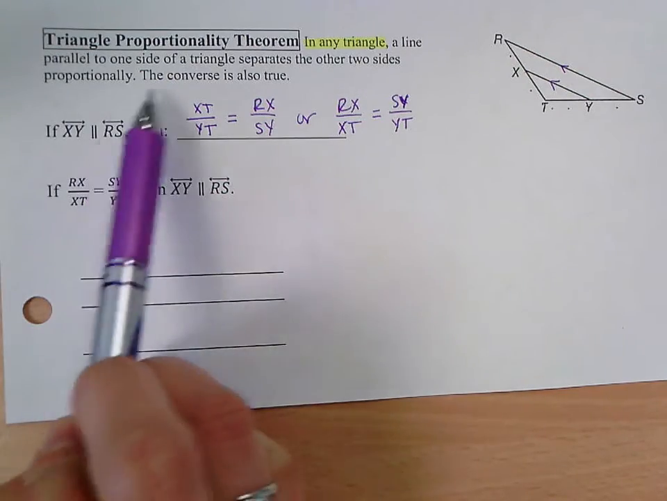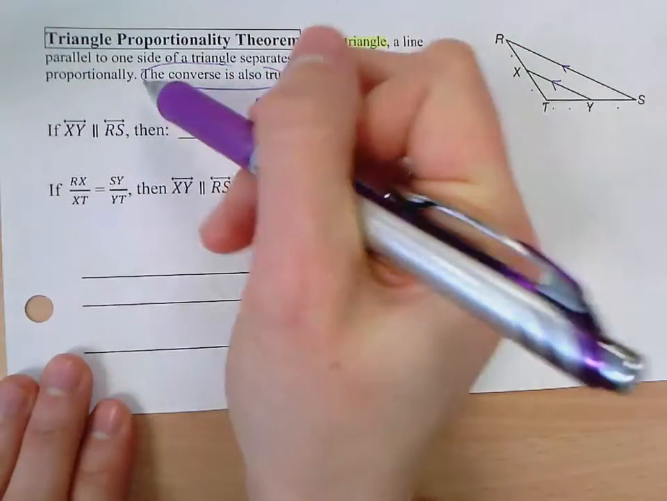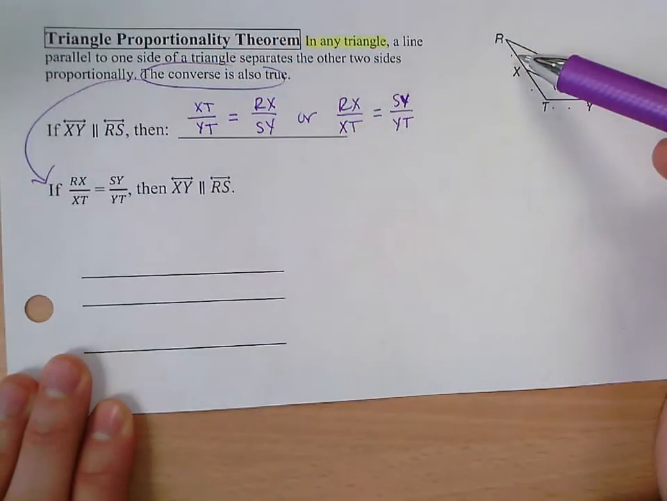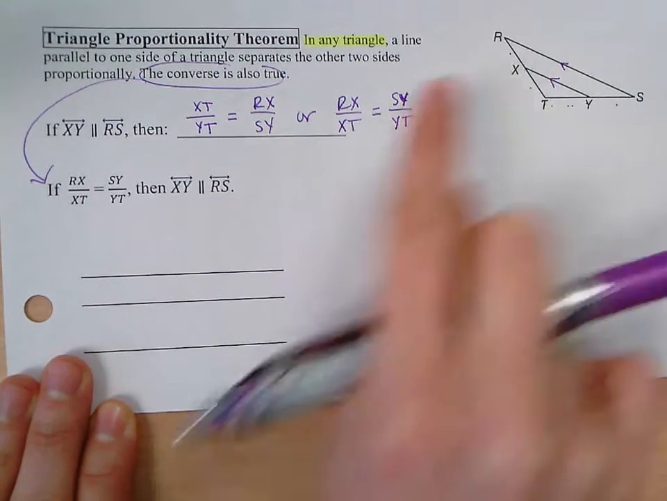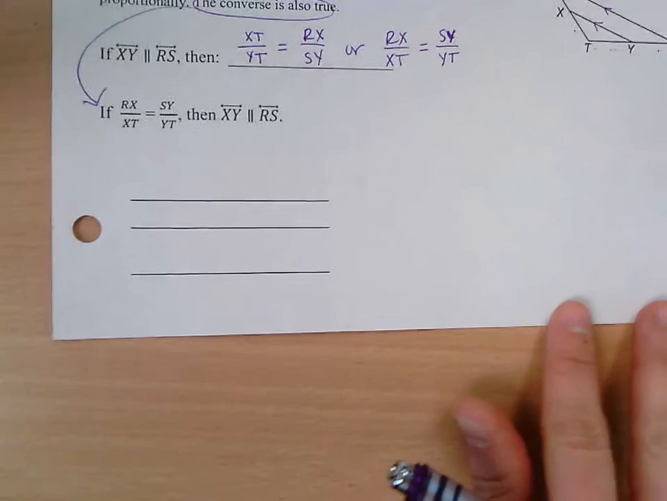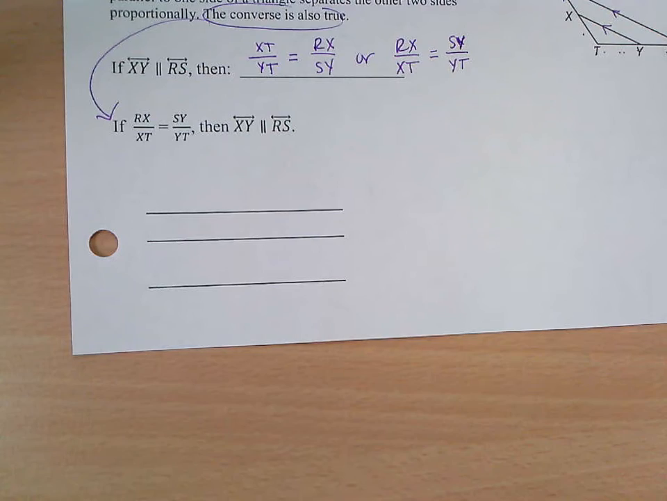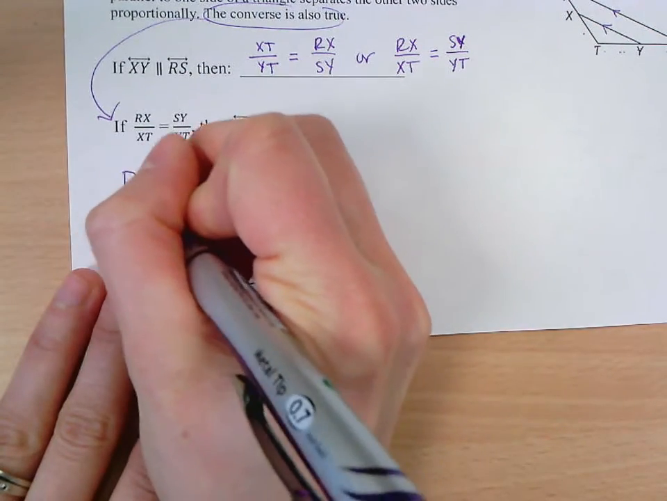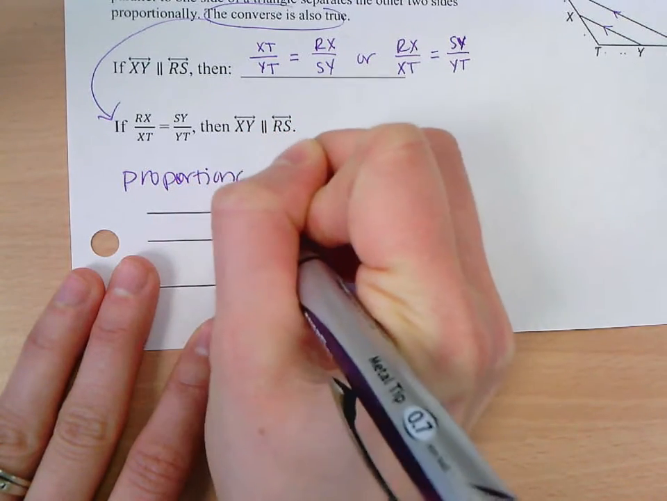Then when it says the converse is also true, the converse is if you reverse that statement. So if I know that these two sides are split proportionally, then I can make the conclusion that xy and rs would be parallel. So it's just kind of flipping what you know and what you're concluding. And then what these three lines down here are for. This is just looking at if you have three parallel lines, looking at proportionality with parallel lines specifically. So I'm just going to write here, we're looking at proportional parts of parallel lines.